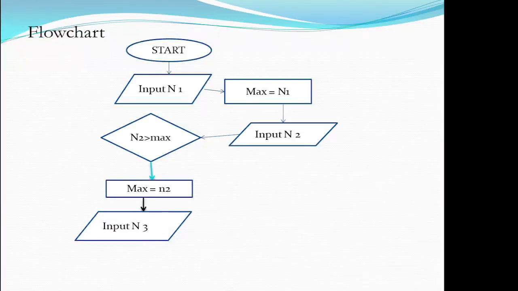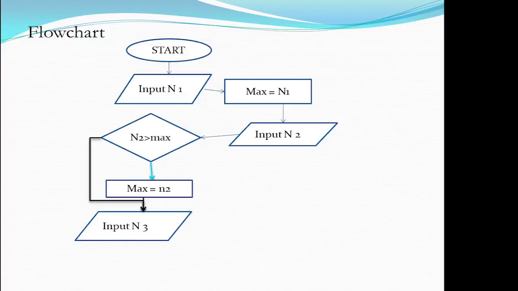But what about if it is false? If n2 is not greater than max, which means number 2 is less than number 1 and number 1 is greater, then it comes out from the diamond's no. Then it comes directly toward this one, taking the n1 value. We will jump over max equals n2.